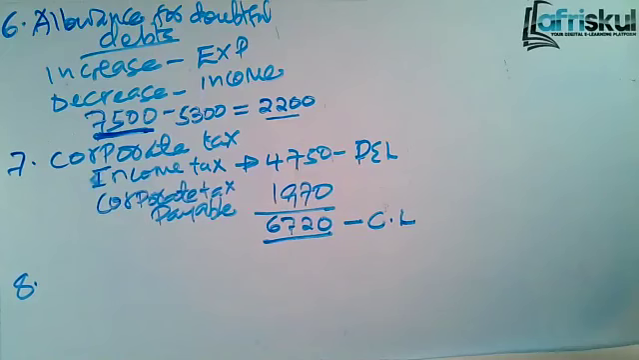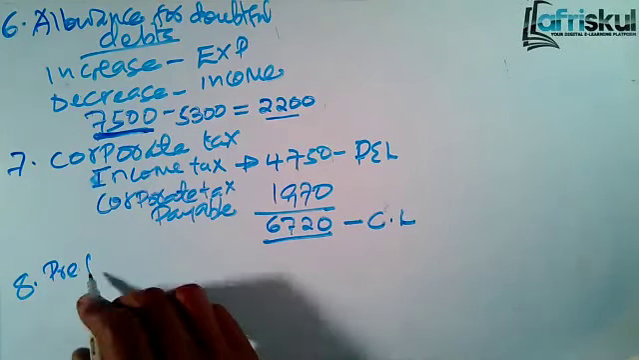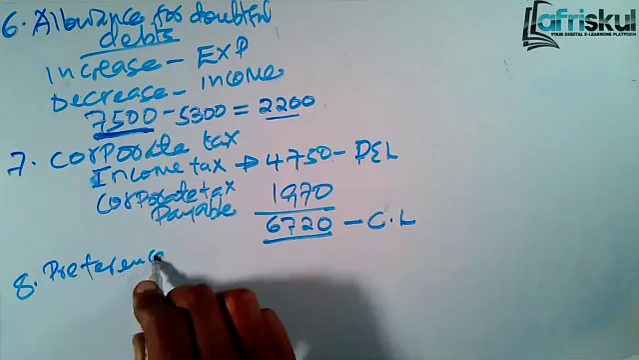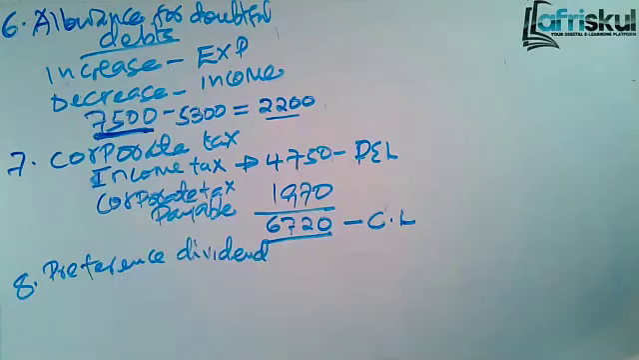Now, number 8, we have the ordinary shares, the ordinary dividend and the preference dividend. We have been told that the directors propose to pay the remaining dividend due to the preference shareholders. So let's begin with the preference dividend.